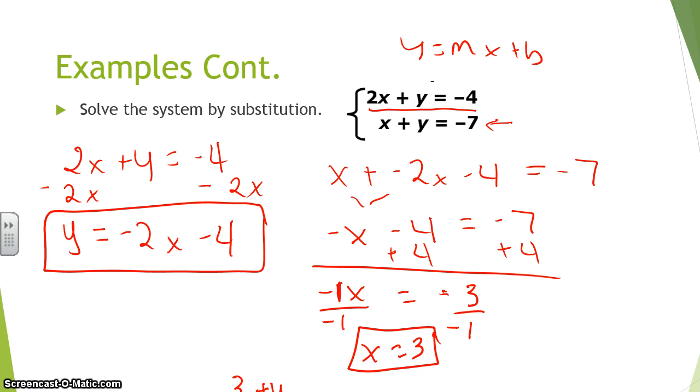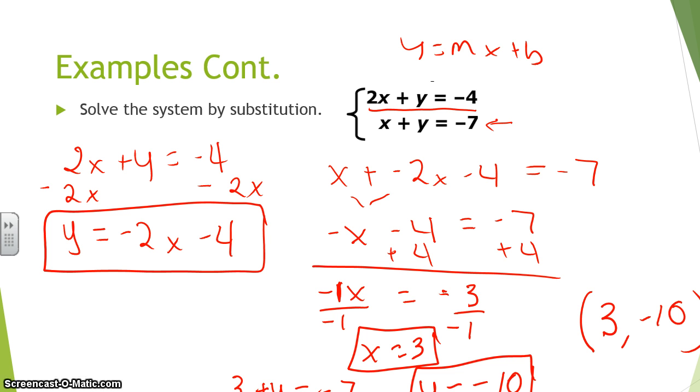So x, 3, plus my y, we don't know my y, that's what we're solving for, equals negative 7. I can subtract 3 to each side, so my y is going to equal negative 10. So my answer, ordered pair, is 3, negative 10.